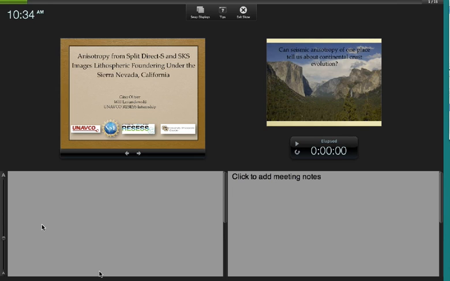Hello, everyone. My name is Gina Oliver, and I worked with Will Lewandowski this summer, and we looked at anisotropy from split direct S and SKS to look at lithospheric foundering under the Sierra Nevada in California.